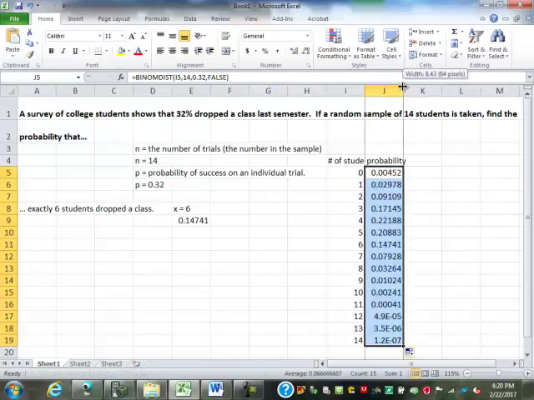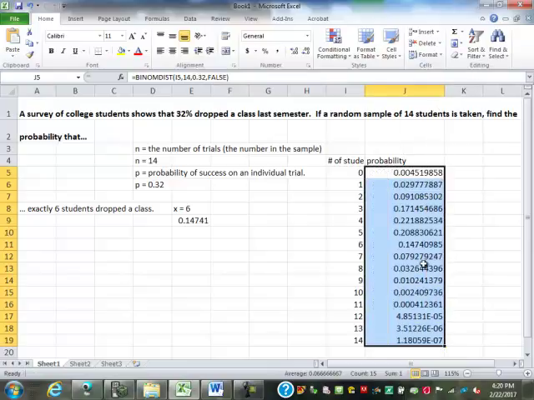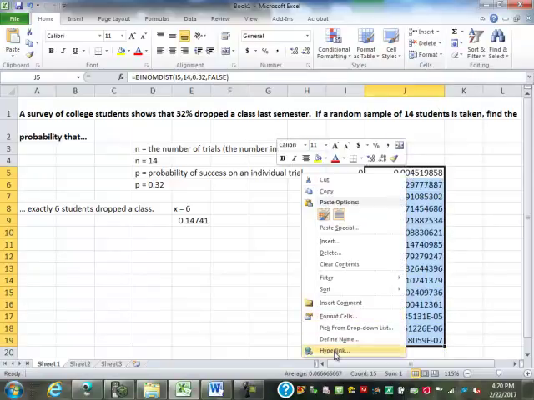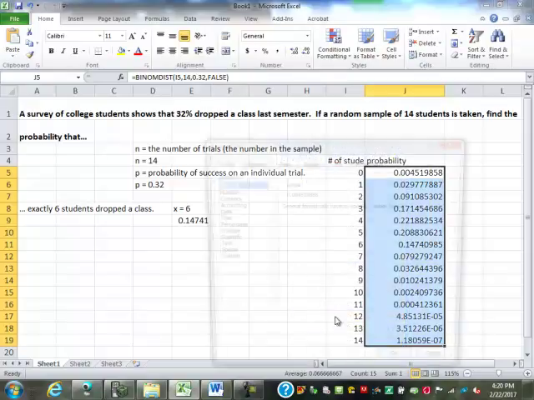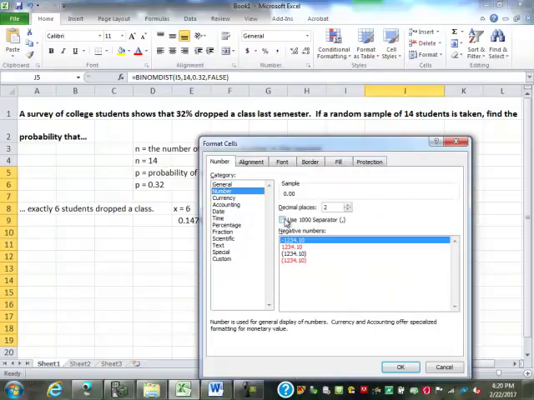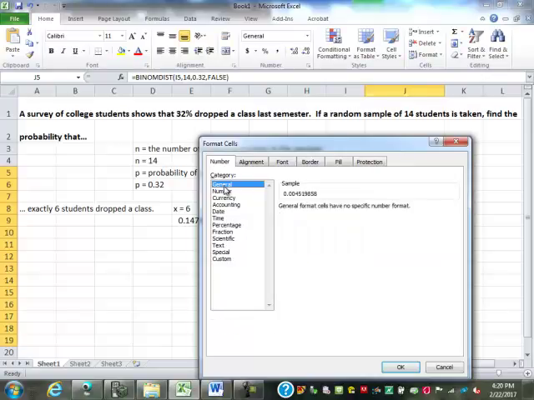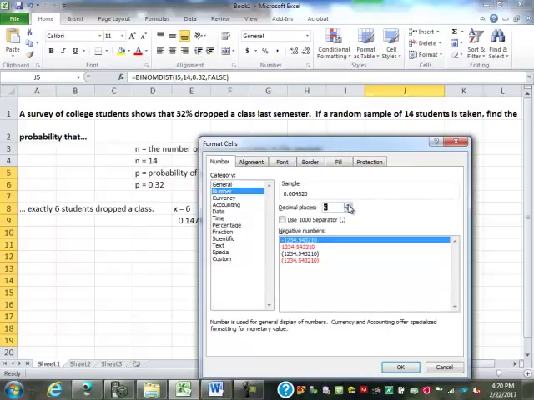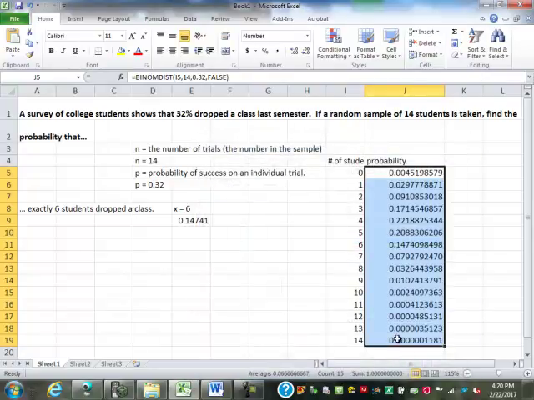Now you see those E's, that's scientific notation. If I extend this out, I should be able to get rid of that, and it doesn't. So let's do this. We're going to go to Format Cells. And in my number, we're going to go to number instead of general. And we're going to go to 10 decimal places. That should get rid of them. There we go.